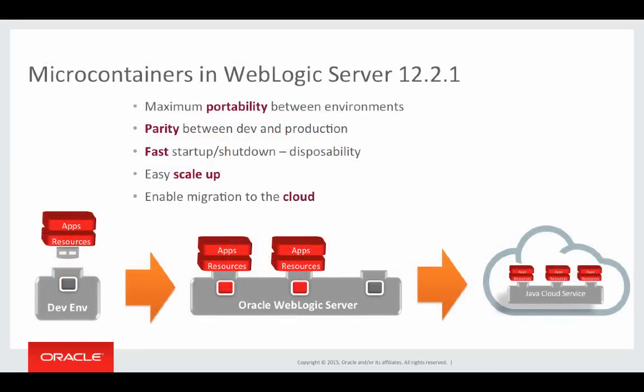So that's the technical aspects. I want to get back to there's three pillars, right? So the portability, the density consolidation, and then the isolation. So portability, to drill down on that a little bit deeper, we're seeing requirements for maximum portability between environments. So think 12-factor applications. What are they looking for? Looking for parity between dev and production.